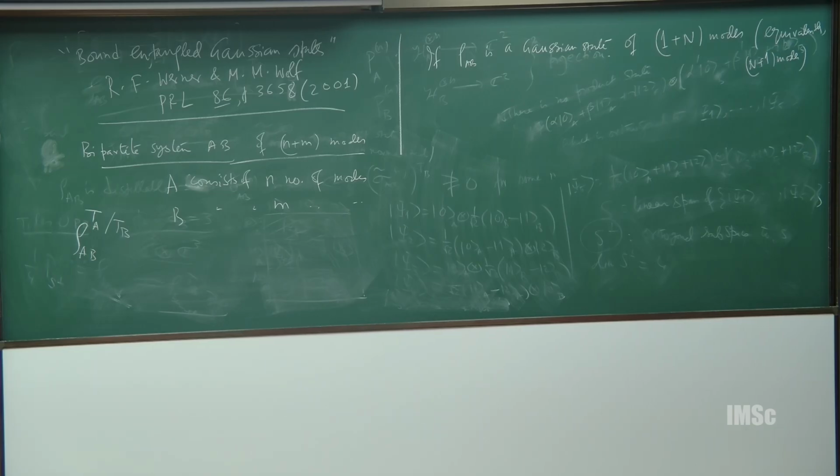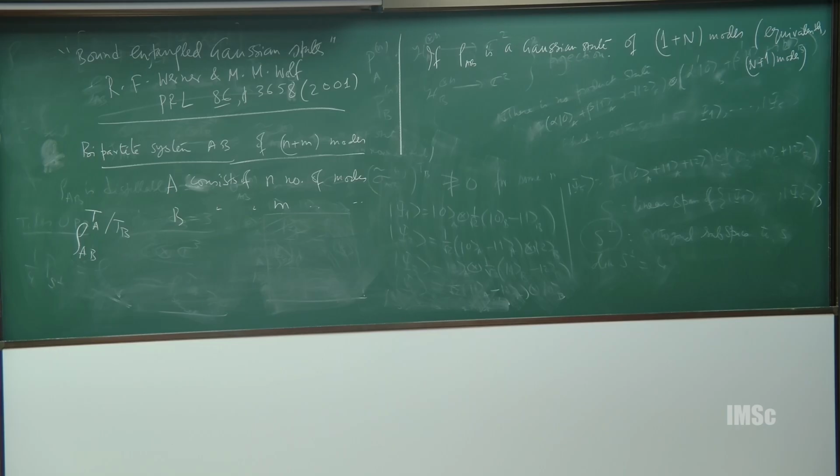By definition, bound entangled states are those states which, if these two parties Alice and Bob share even infinitely many copies, by the allowed operation, which is LOCC, local operation and classical communication, they cannot distill even an iota of these bipartite maximally entangled state. That is basically the definition.